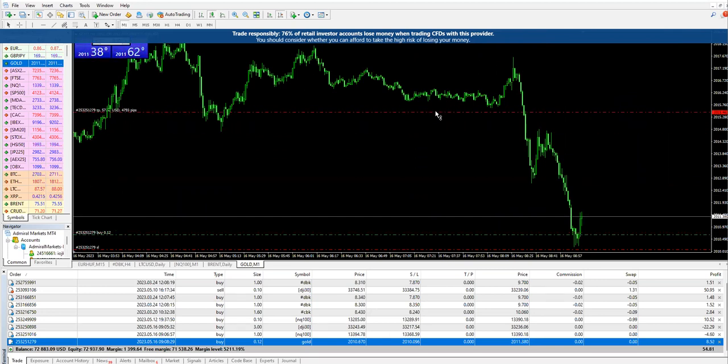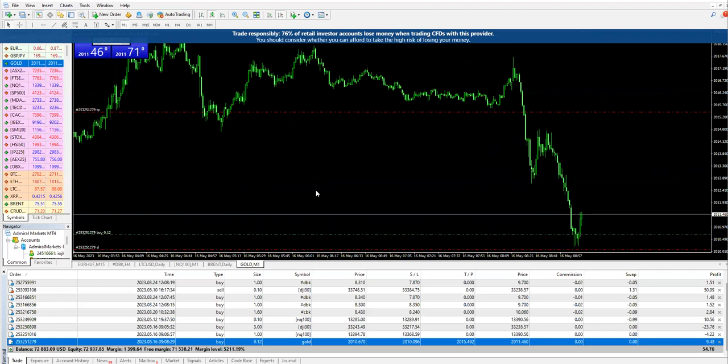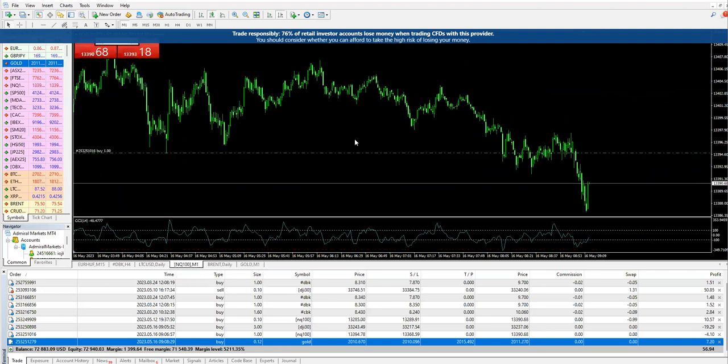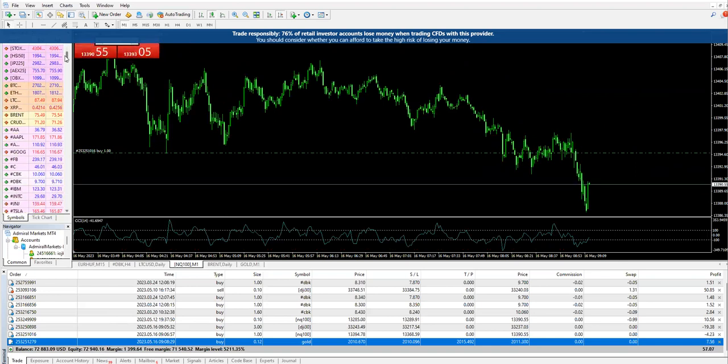I will set a take profit somewhere here. And we will come back a little bit later. Maybe the price will approach this level. If not, we will get a stop loss. This is Nasdaq. And let me check the other indices.